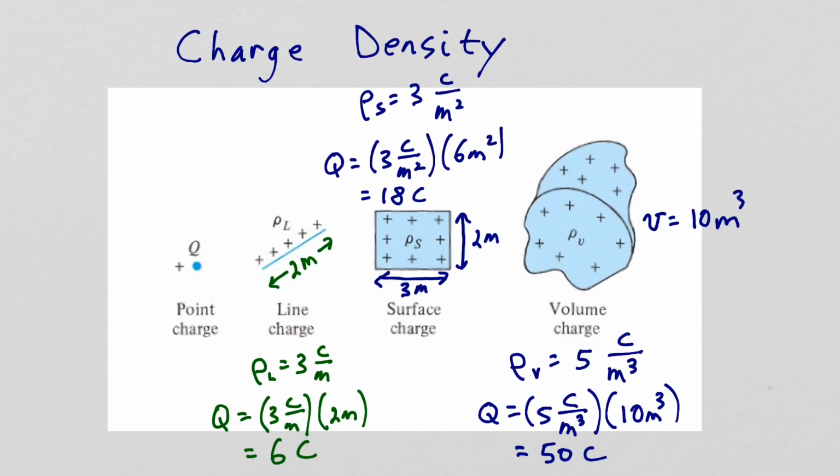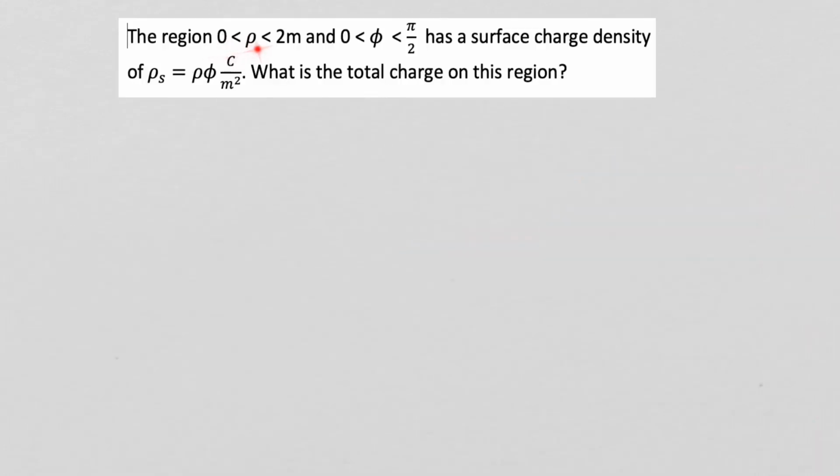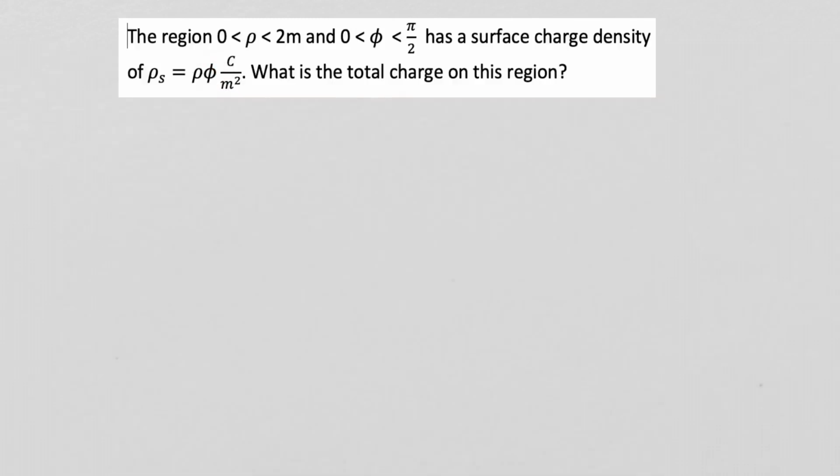Let's illustrate that concept by working an example problem. We're given a region that has a surface charge density, and the surface charge density is a function of both rho and phi. And you're asked to find the total charge on this region. The starting point for most problems in this course is drawing a figure.